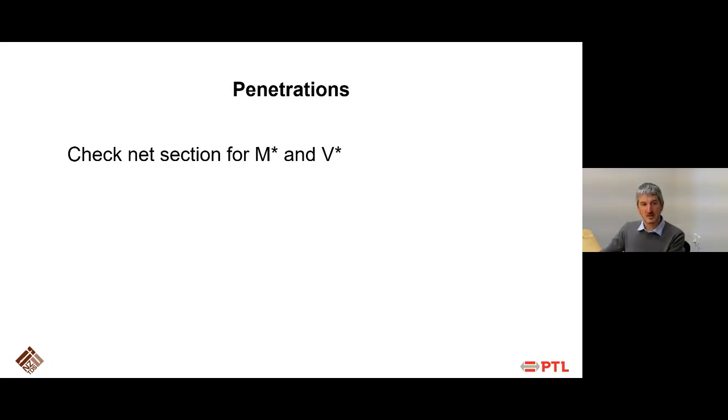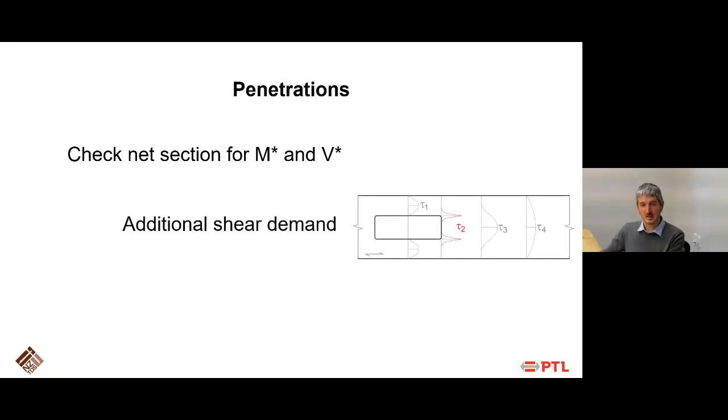You also have to check the net section properties again for both moment and shear. This is a very simple exercise. However, on top of that, if you have rectangular openings, which you can imagine create a much more convoluted load path, you also have to consider additional shear demand, which happens here at the end of the penetrations, shown here in red as tau 2.